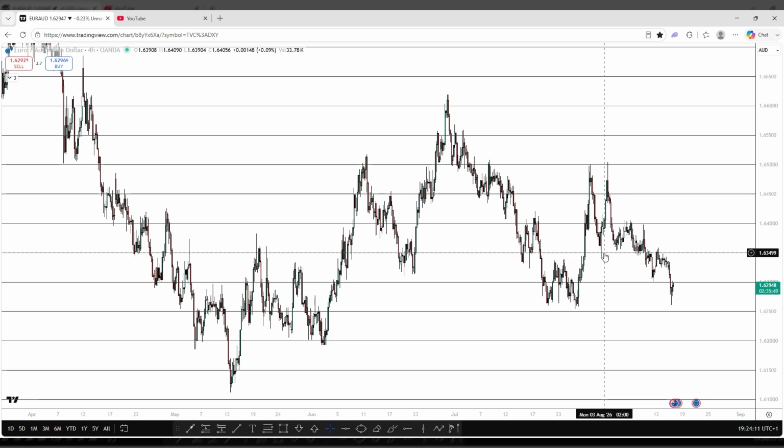What are these? These are round numbers, psychological numbers. Think of it this way. Let's say someone wants to buy Euro Australian dollar at 162. That's a round number because it's got a 0, 0 at the end. A round number in Forex terms is going to be every 50 pips. So 162, 162.50, 163, 163.50. These round numbers are psychological.